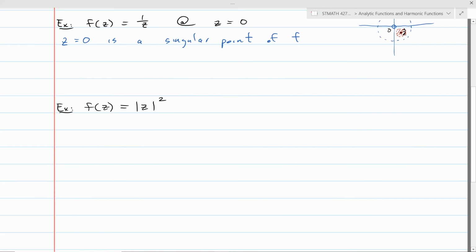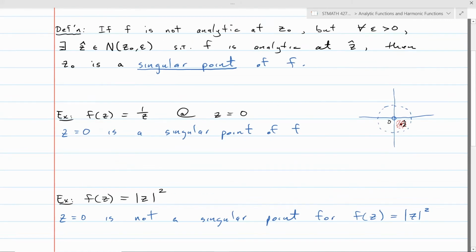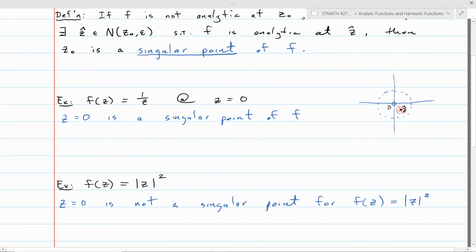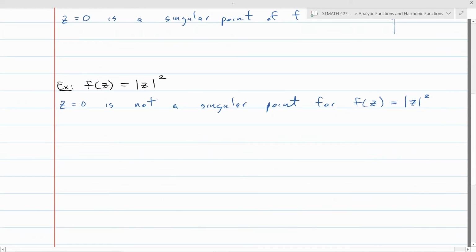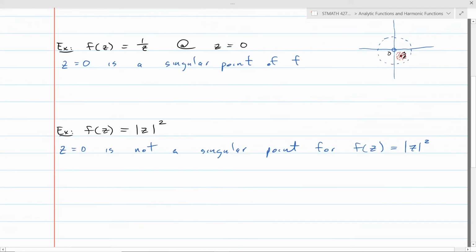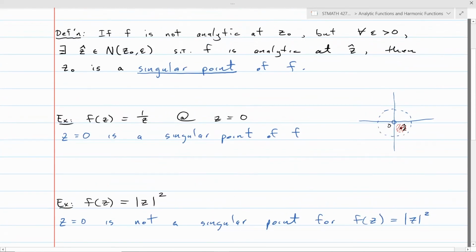On the other hand, z equals 0 is not a singular point for the function f of z equals modulus of z squared. It's true that the function is not analytic at 0, but we can't even find any other points around 0 where the function is differentiable. So this one's really bad. We can't even call this point z equals 0 a singular point. A singular point at least has some redeeming qualities, like you can find nearby patches where the function is differentiable.